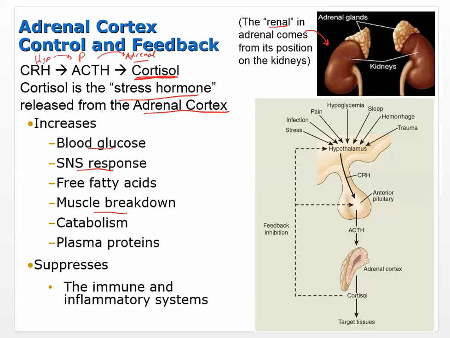Breakdown of muscle tissue. Catabolism, which is kind of related to this breakdown of muscle tissue, and it elevates plasma proteins in case you need those to produce more enzymes or something like that. So really, what it's doing is it's mobilizing these amino acids. It's getting fats ready in case you need that. It's really just getting you ready for that fight or flight type of response.